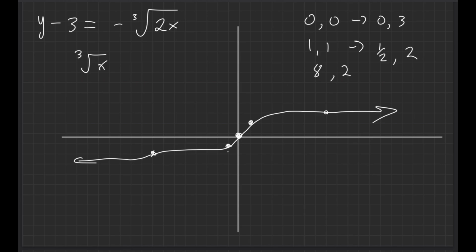And then from there, it's a horizontal compression by a factor of 2, so all the points will be moved inward. So if this was (8, 2), it would then become (4, 2). And this one would be at (-4, -2). So our new graph would be kind of like this.